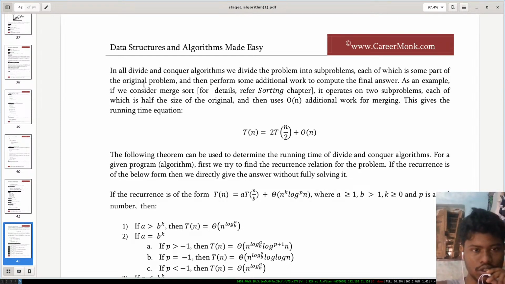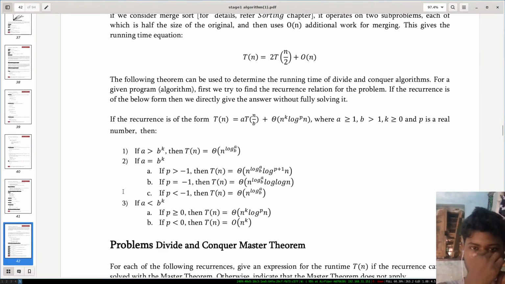so it operates on two subproblems, each of half the size of the original, and then we use big O additional work for merging, and this gives a running time equation of 2T(n/2) + O(n). The following theorem can be used to determine the running time of a divide and conquer algorithm for a given problem. First we try to find the recurrence relation of the problem. If the recurrence is of the below form, we directly give the answer without fully solving it.